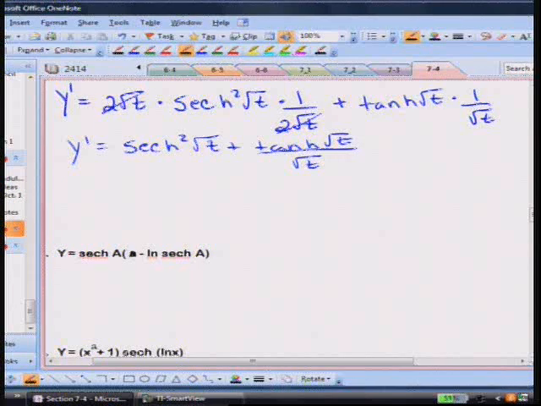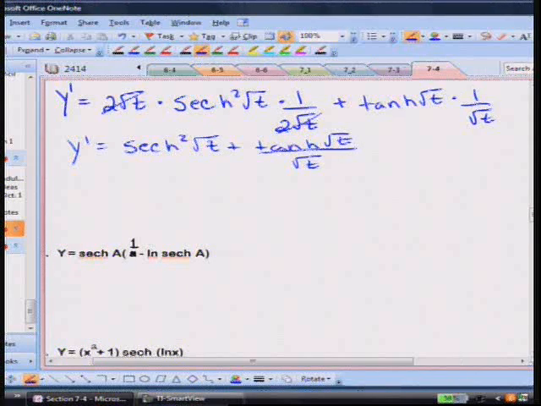So I want this to be a 1, 1 minus ln secant A. Okay, so we could just, you know, I think it's probably a good idea to use the product rule. I don't think I would multiply this out, because if you multiply it out, then you're still going to have to use the product rule on that secant A, ln secant A.